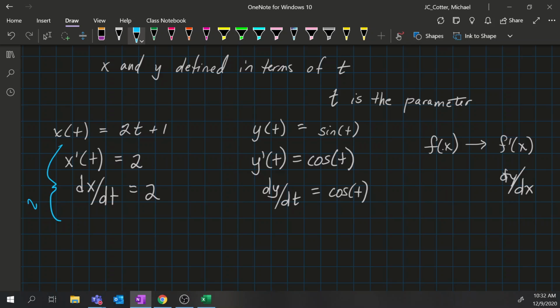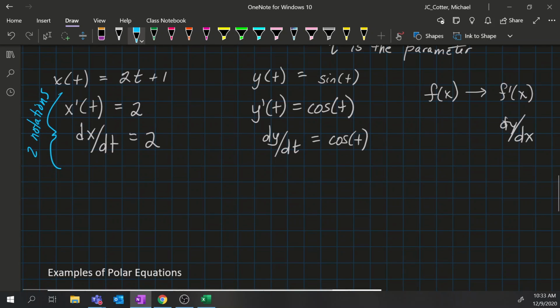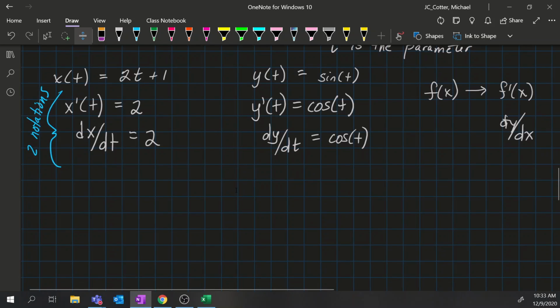We'll call these two notations. So it's the same thing. How does x change when t changes? How does y change when t changes? Okay? So that part's pretty easy. The part that is a little bit tricky here is finding dy dx.